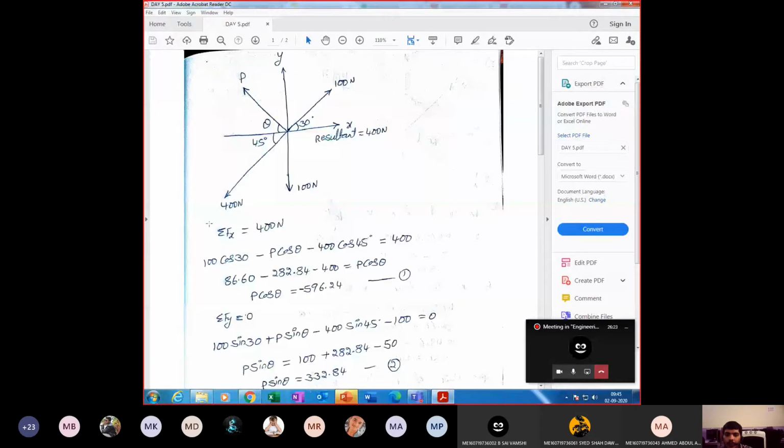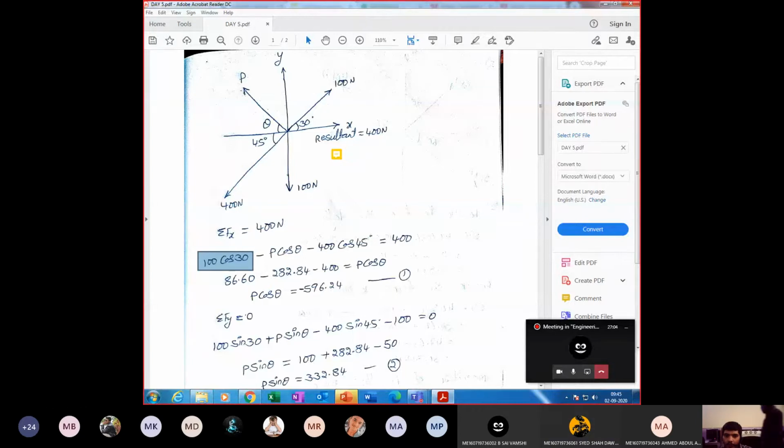Now what do we have to do? Resolve the forces horizontally. Summation of forces along the x direction, the resultant is equal to how much? 400. The resultant is acting in the x direction, meaning if you resolve the forces horizontally, the resultant becomes 400. Now I want to bring this 100 Newton along the x axis. What can I write here? 100 cos 30. Positive or negative? Positive only, because it is towards the positive x direction.